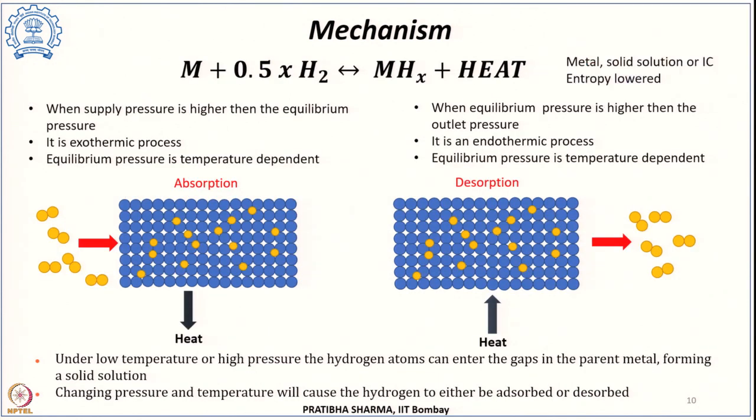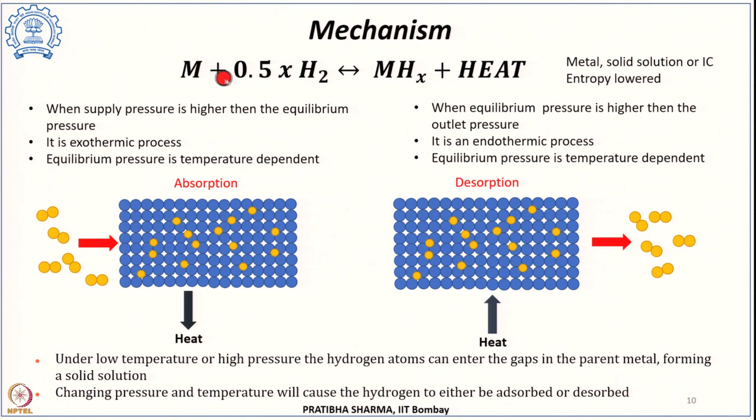Now, if we see the mechanism of hydrogenation or dehydrogenation in these types of materials, a simple reaction can be written. The metal, now this M is either a metal, or it could be a metal hydride, a solid solution, or it could be intermetallic compounds that can be used. So, metal on reacting with hydrogen molecule, like this is X2H2, forward reaction forming metal hydride plus a certain amount of heat being released. Now, since the metal hydride which is being formed has a lower energy compared to the metal and the hydrogen molecules, heat is released in the forward reaction.